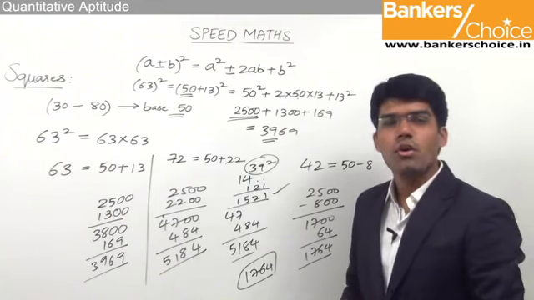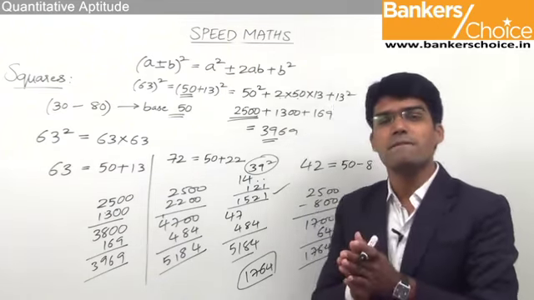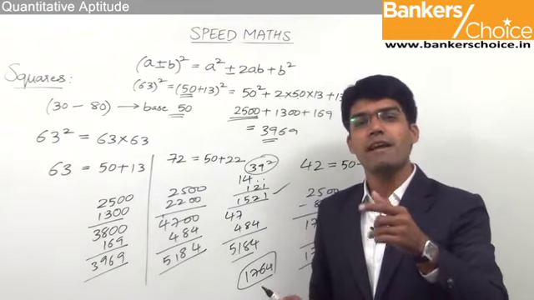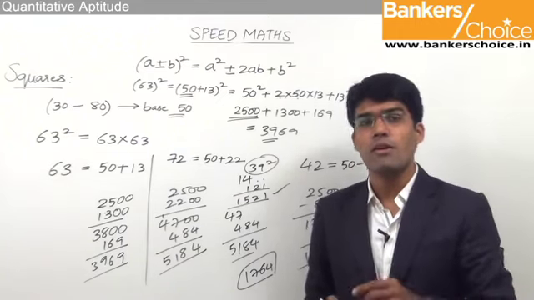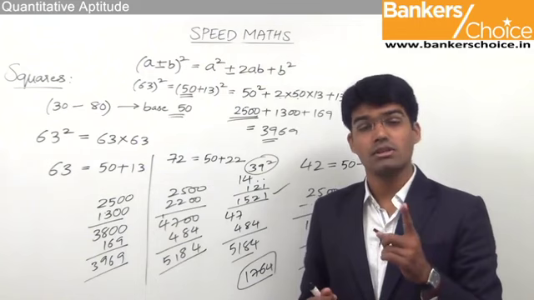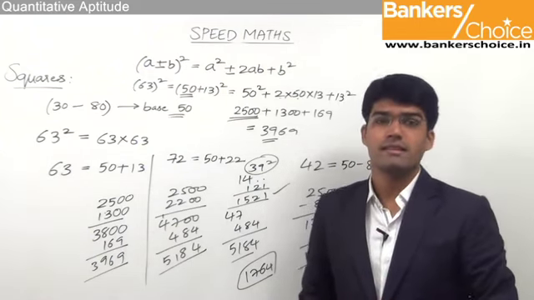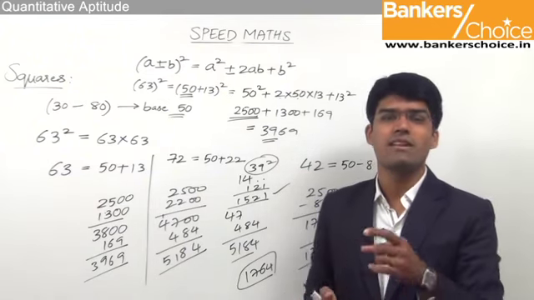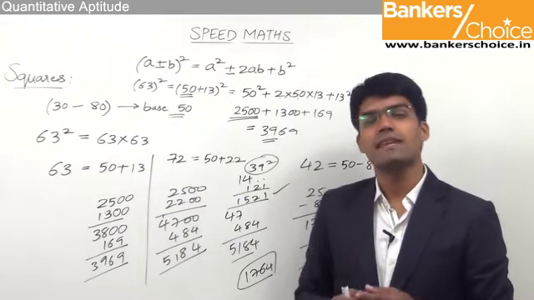Now if I ask you what is 69 square, you can do it orally. 69 is nothing but 50 plus 19. So as it is 50 plus 19, we take 2500 plus 1900. What is 2500 plus 1900? 4400. 4400 plus 19 square. 19 square is 361. So 4400 plus 361 will give us 4761. So that is the result for 69 square.